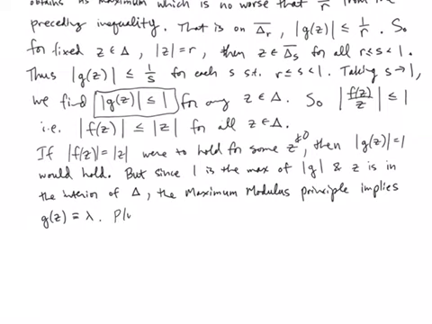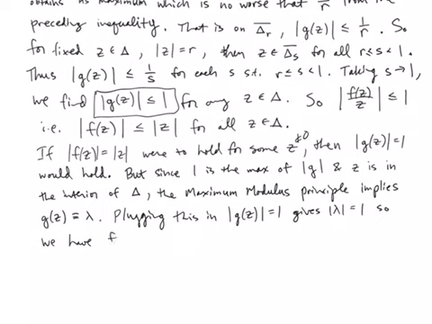and plugging this in, norm g of z equals 1 gives norm lambda equal 1. So we have f of z over z equals lambda, equivalently f of z equals lambda z, where norm lambda equals 1. Okay, so in this case, our function f is a rotation, a pure rotation.